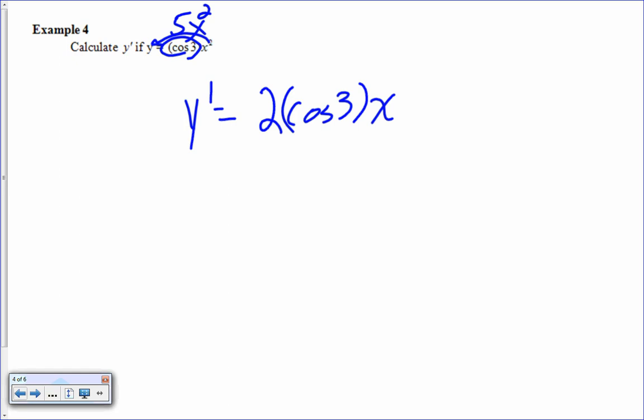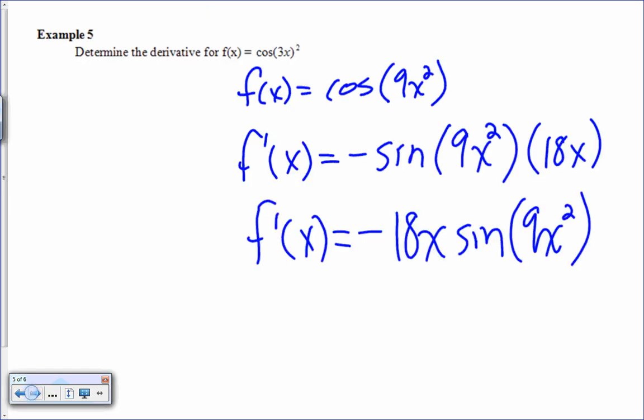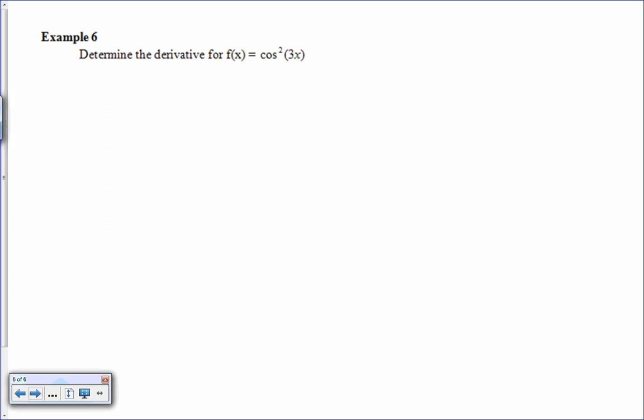Yeah, the question is, for this one, would 2x times the cosine of 3 be the same thing? And it would, but normally we like to put any numerals in front of the variable if we can. But yeah, because the multiplication there is commutative, it'd be fine. Just not customary.